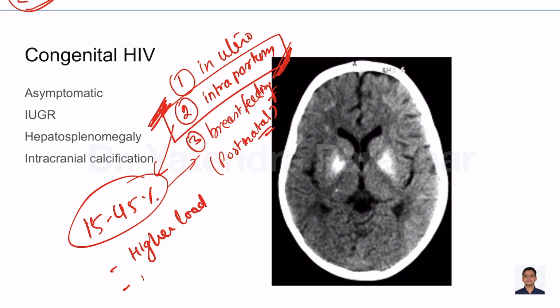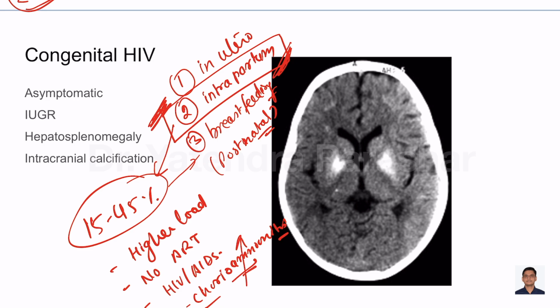Second is if the mother is not taking any ART, that is antiretroviral therapy, and if the mother has advanced-stage HIV or AIDS, if she is having chorioamnionitis, that is the inflamed chorion and amnion, which causes an increased gap between the cells and easy transmission of the virus from mother to the fetus.